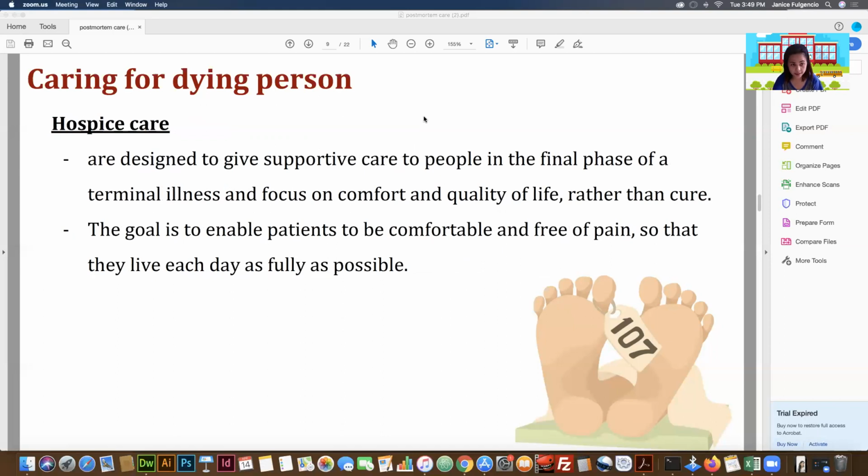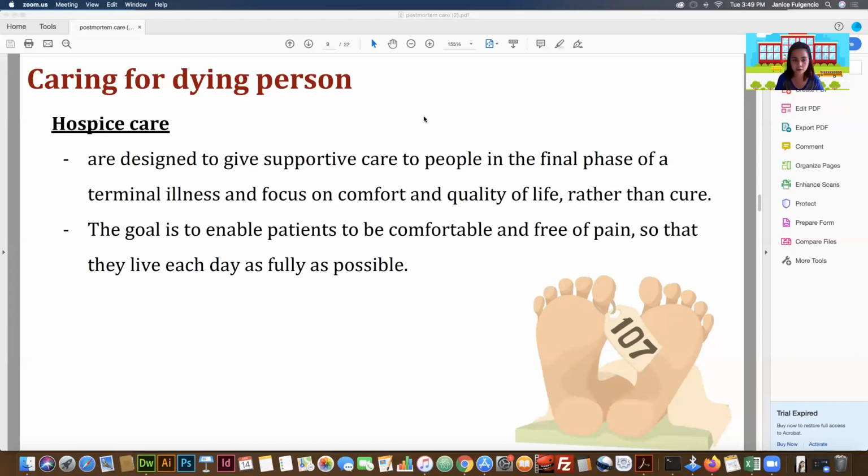Then hospice care. Hospice care is designed to give supportive care to people in the final phase of life. Those patients who are in the terminal stage already, they cannot treat the diseases. So, for example, cancer, it's already terminal. There's no cure. There's no treatment. So hospice care is given.